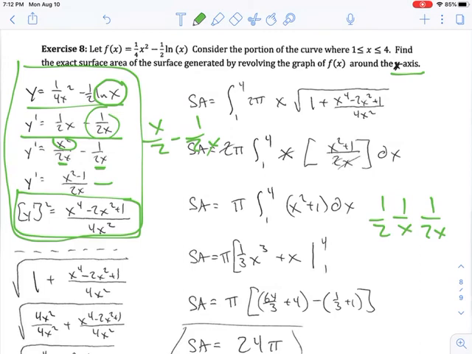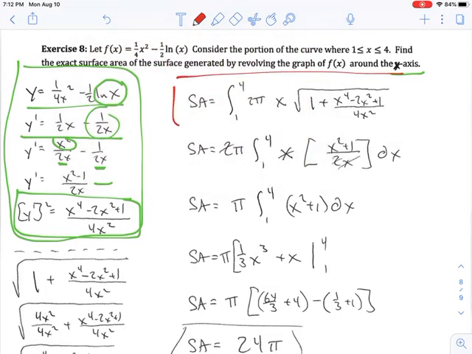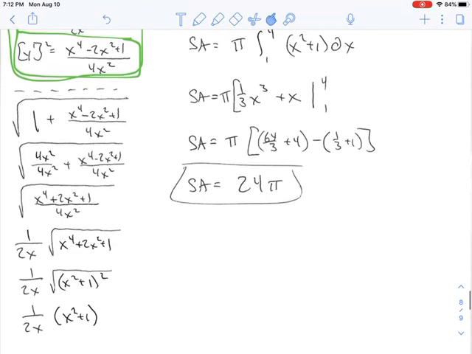And so now we plug that into our formula to get that. How are you going to integrate that? Well, this is another one of those where you've got to play around with the fractions. So that's what I do. Whoa, down here.